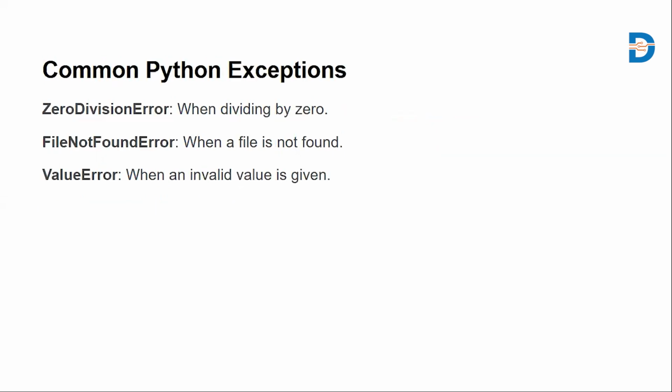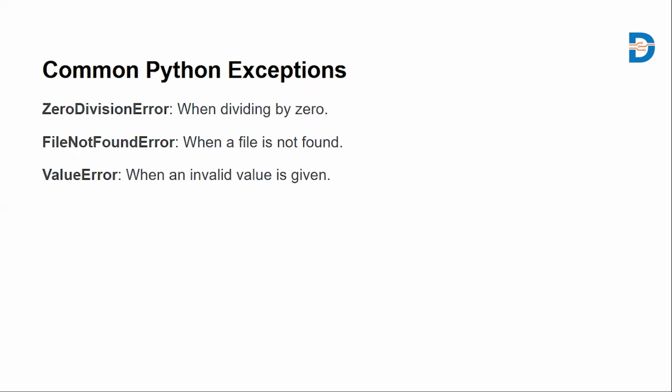So there are some common Python exceptions. Python provides a variety of built-in exceptions that you will commonly encounter while writing code. Here are some of the most common ones. The first one is ZeroDivisionError. This occurs when you attempt to divide a number by zero, like 1 by 0, 2 by 0, 3 by 0. This will raise a ZeroDivisionError.